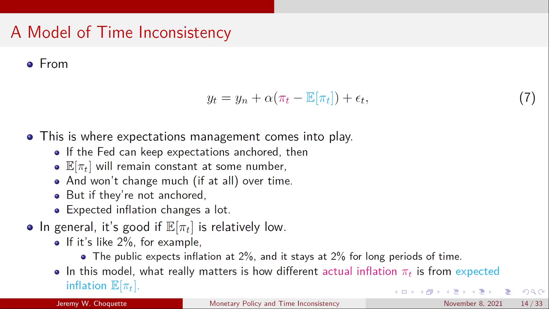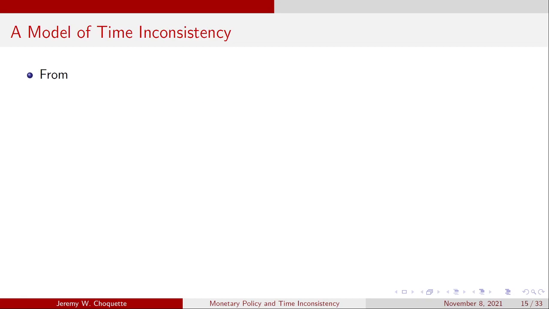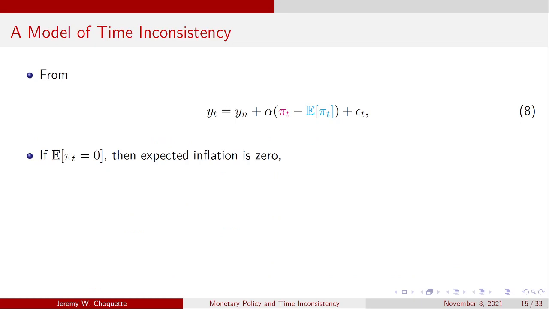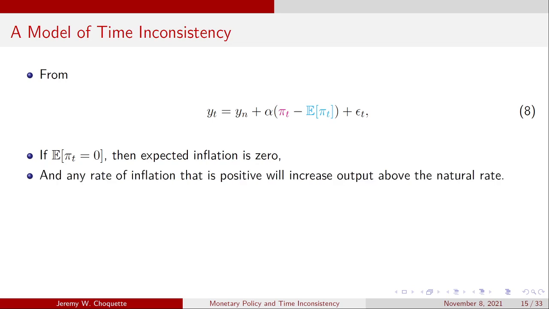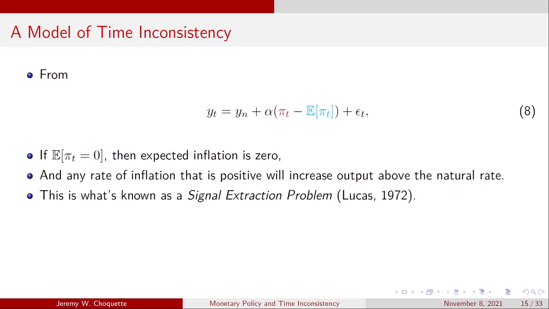So it's really just the way that we need to think of it right now is how does inflation deviate from expected inflation? Are the two equal, or is there a difference between them? So from this equation, if expected inflation is 0, then any rate of inflation that is positive will increase output above the natural rate.